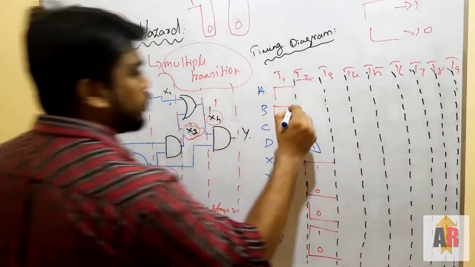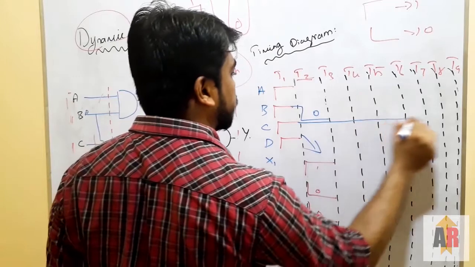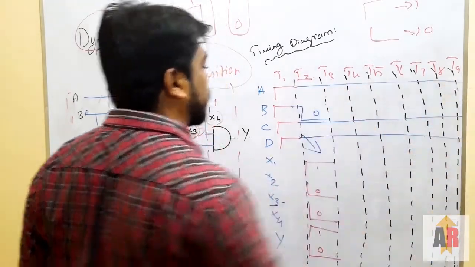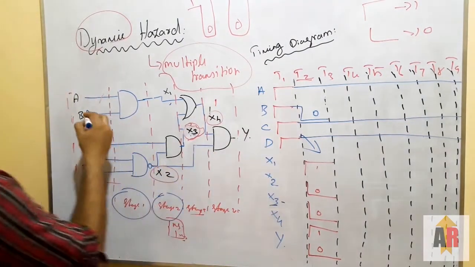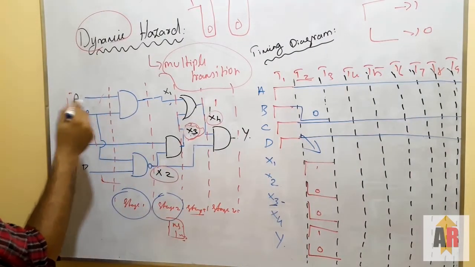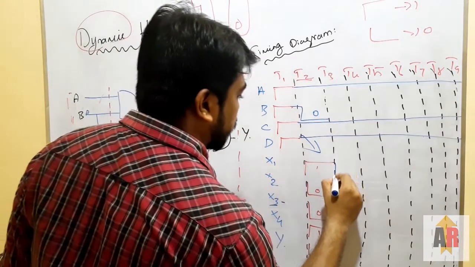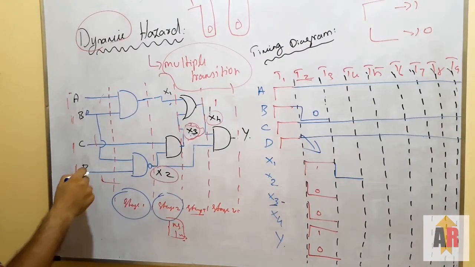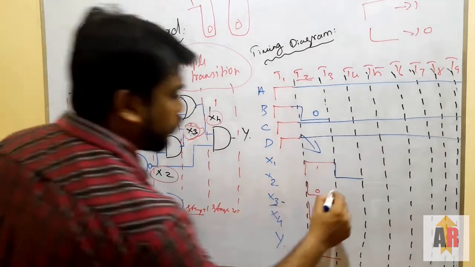Now what I'm going to do is change this d value to 0. So C will be constant 1, d will be constant 1, a will be constant 1. Now we can see what is happening. In the first stage, when b changes to 0, 1 into 0 is 0 for x1, so this becomes 0. 1 into d is 1, b is 0, so x2 becomes 1.